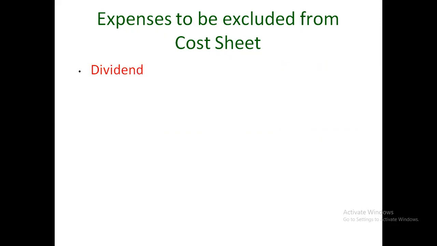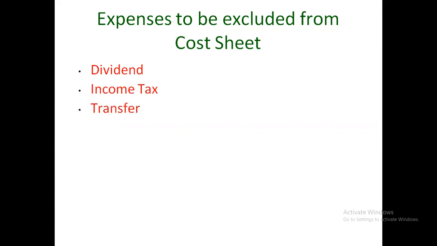Dividend. It is in no way connected with the manufacturing. The dividend will be declared by the company when it earns a huge profit. It doesn't connect with the manufacturing activity. So you should keep it in mind: only the manufacturing related expenses should be taken into account for preparing the cost sheet. Apart from manufacturing expenses, no expenses should be included in the cost sheet. One of the items is dividend. Second one, income tax.